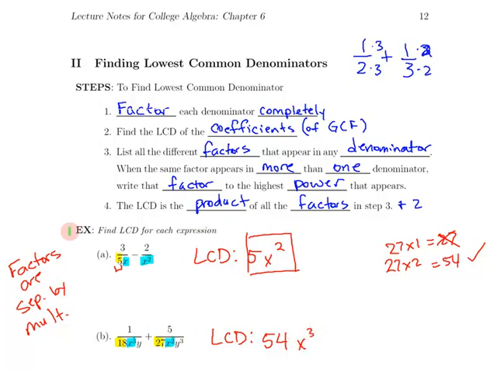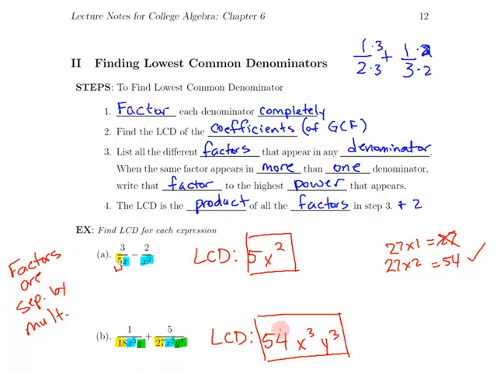And what about the y? We have a y here. We have a y cubed here. So the highest power we see is going to be y cubed. 54x cubed y cubed is our LCD. Now what you want to see here is you need to see something that you can take either of the denominators that appear in the original problem and multiply them by something that gets you to the LCD.